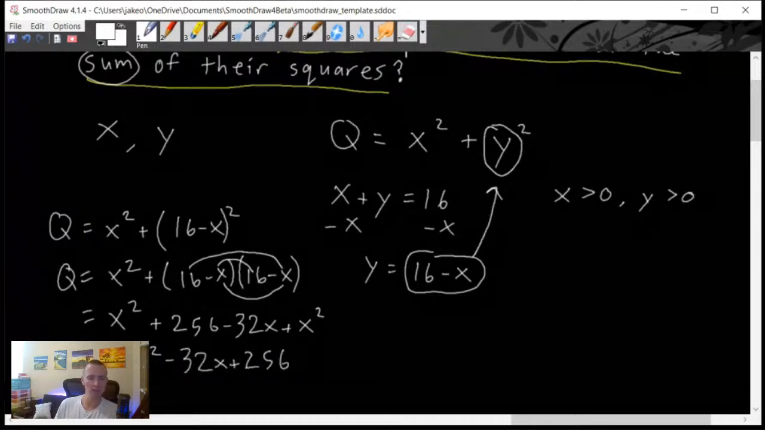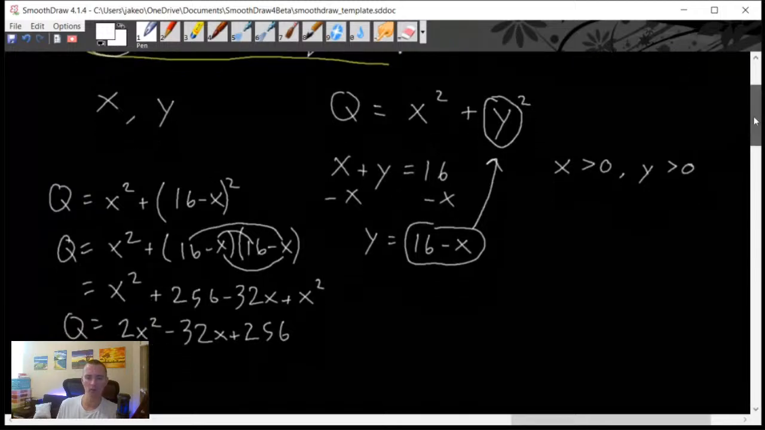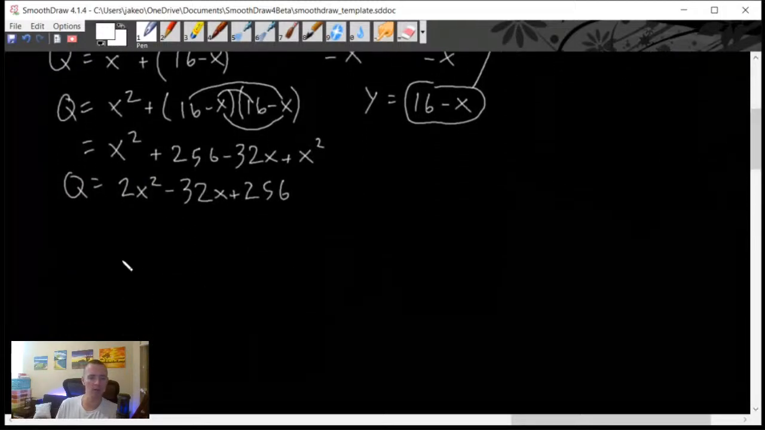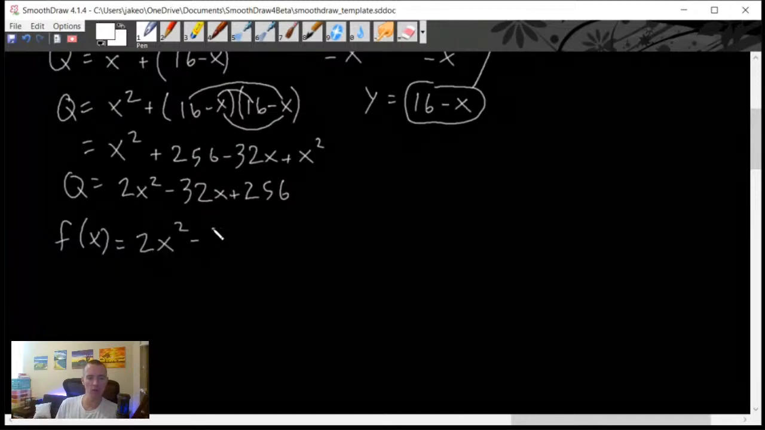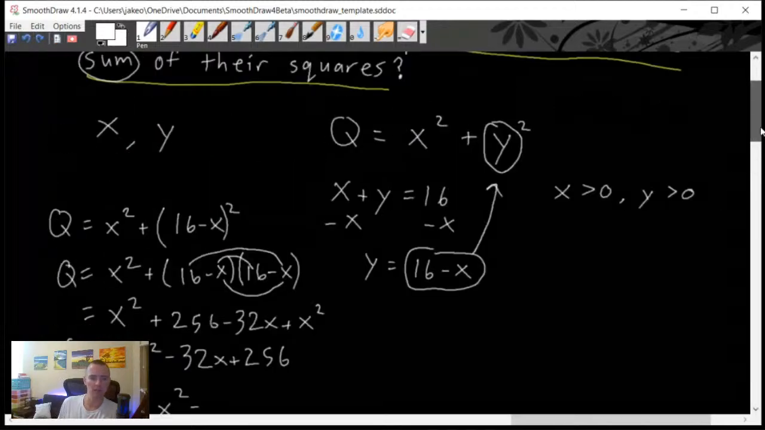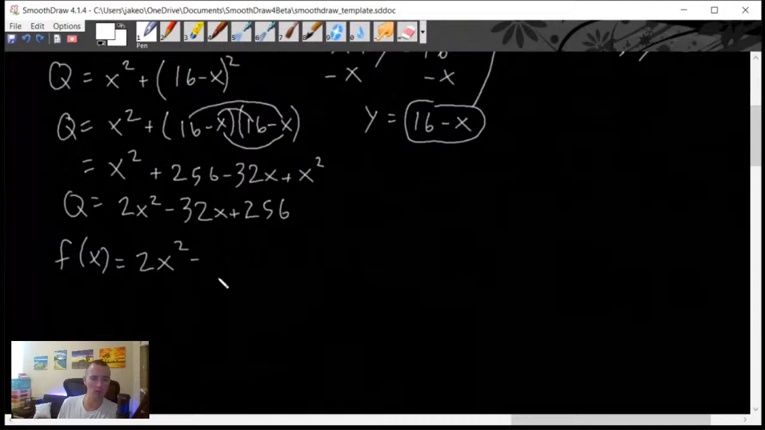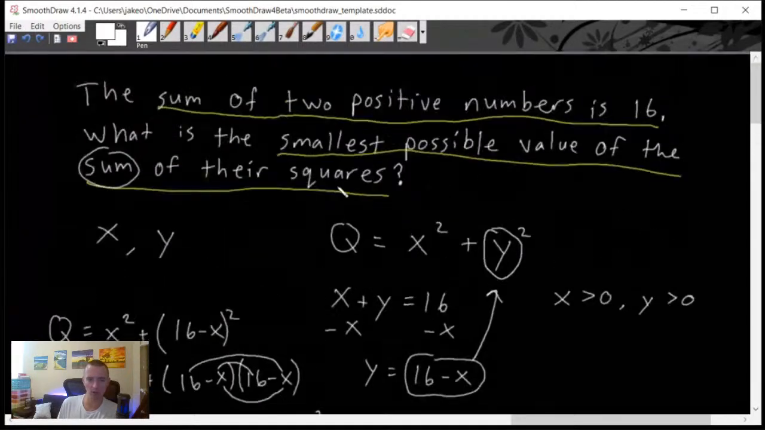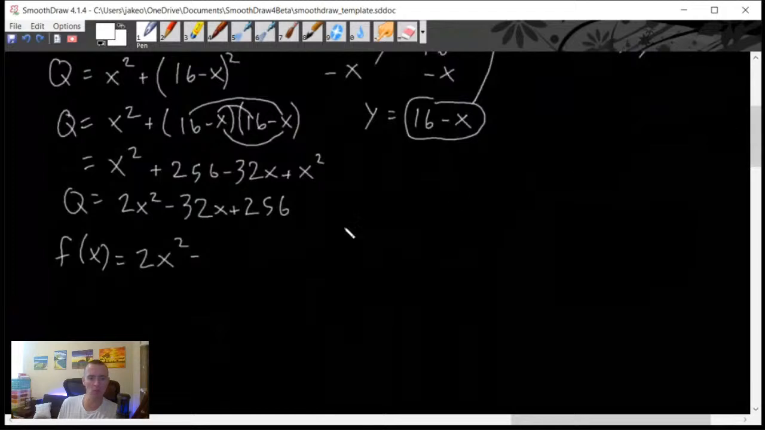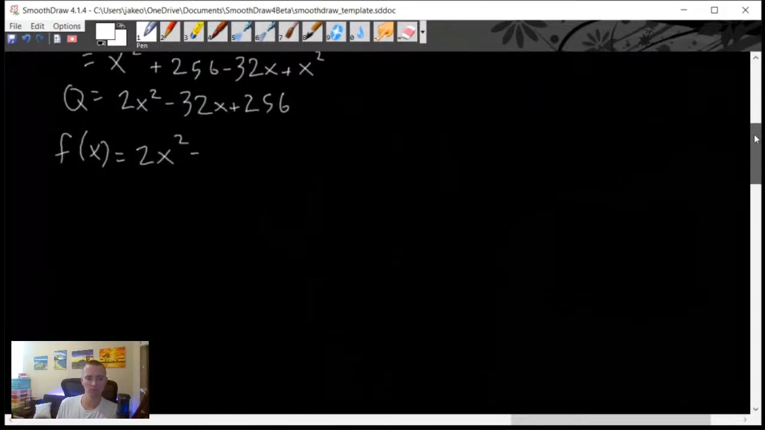So this is now the function or the equation that we want to optimize. So let's go ahead and just say that this is going to be our function f of x. And this is the thing that we want to either minimize or maximize, depending on what the question's asking you to do. In this case, we want the smallest possible value, because it said right here, smallest possible value of the sum of their squares. So we're trying to make sure that this equation that we're optimizing is as small as possible.